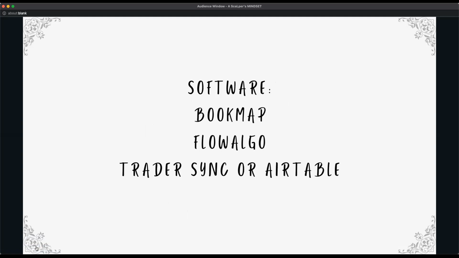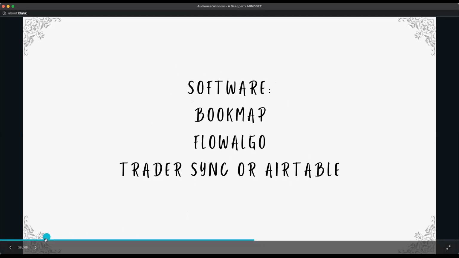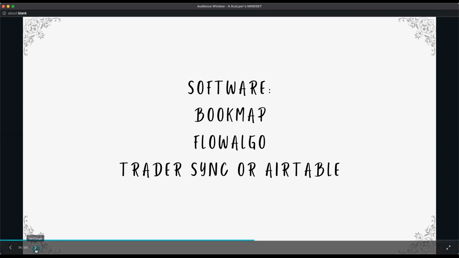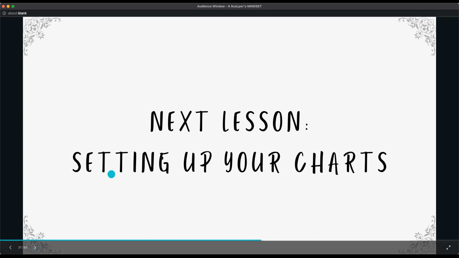So TraderSync, I like TraderSync, or you can use the custom built one that I made through Airtable, which is available on my YouTube channel. So I'll post a link to that so you can be able to use Airtable to track your trades, which is very, very important. You need to understand which patterns and strategies work best for your trade plan. And then on the next lesson, we're going to go over setting up your charts.